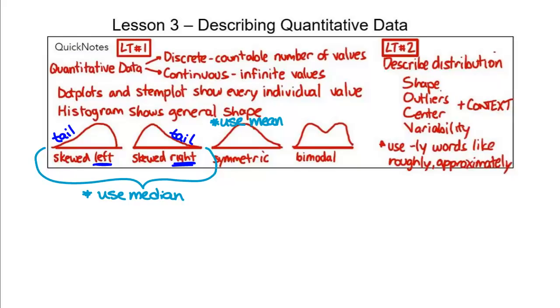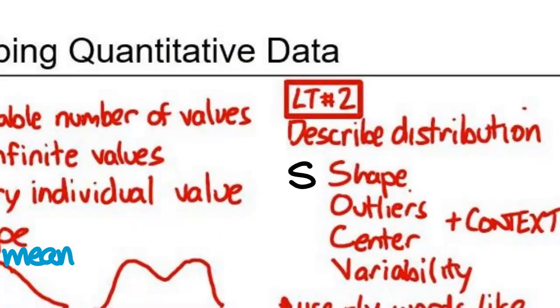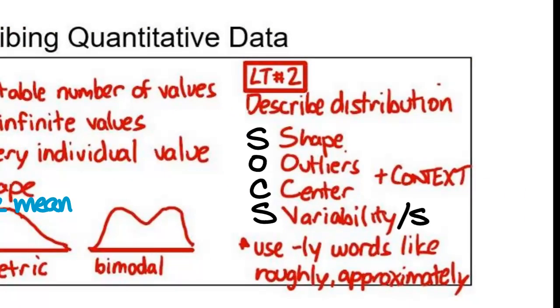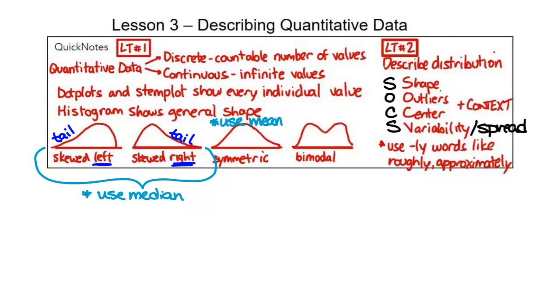When we describe a distribution, we use SOCS to help us remember. SOCS for variability or spread. We describe our shape. These are the typical words that we are going to use to describe the shape: skewed left, skewed right, symmetric, bimodal. Although you're going to want to use LY words as you're describing the shape. So roughly skewed left or approximately symmetric.